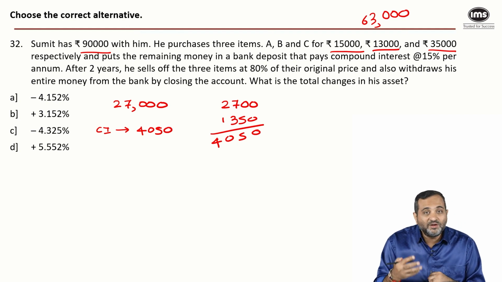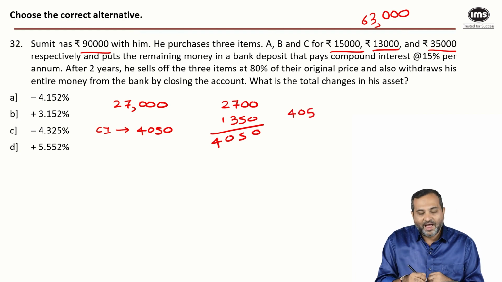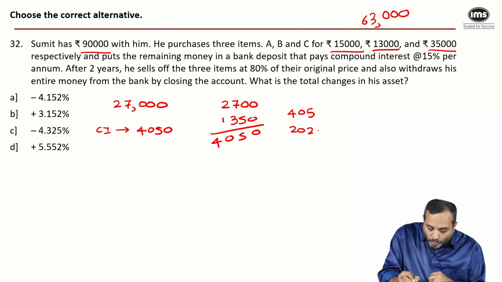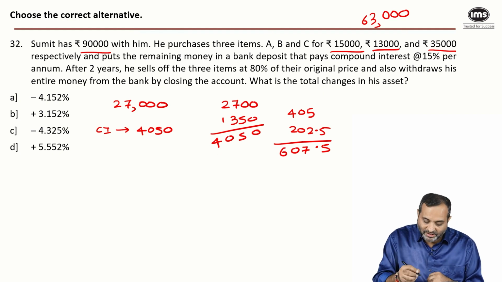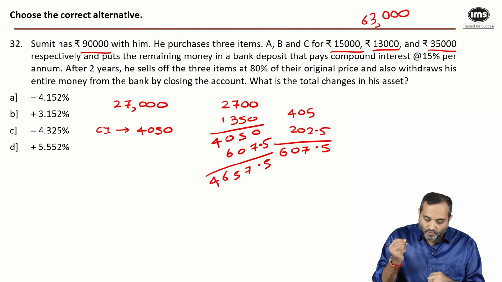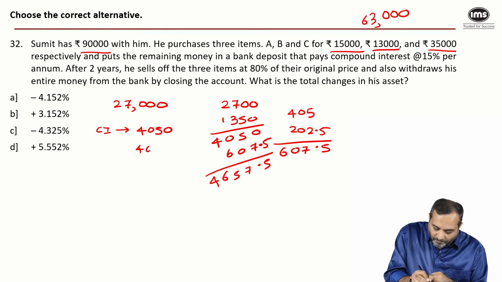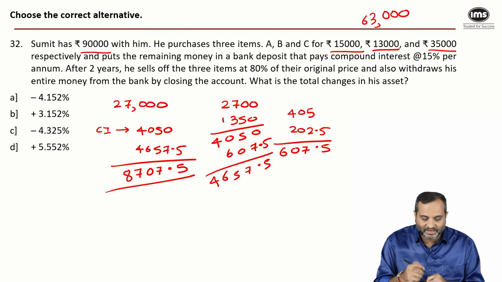Now I want to find 15% of 4050. Can I say 10% is 405 and half of that will be 202.5. So what is my interest for the second year? My interest for the second year will be 4050 plus 607.5. So that turns out to be 4657.5. So what is the interest that I have got? The total interest that I have got is 8707.5. That's the total interest that I have got.